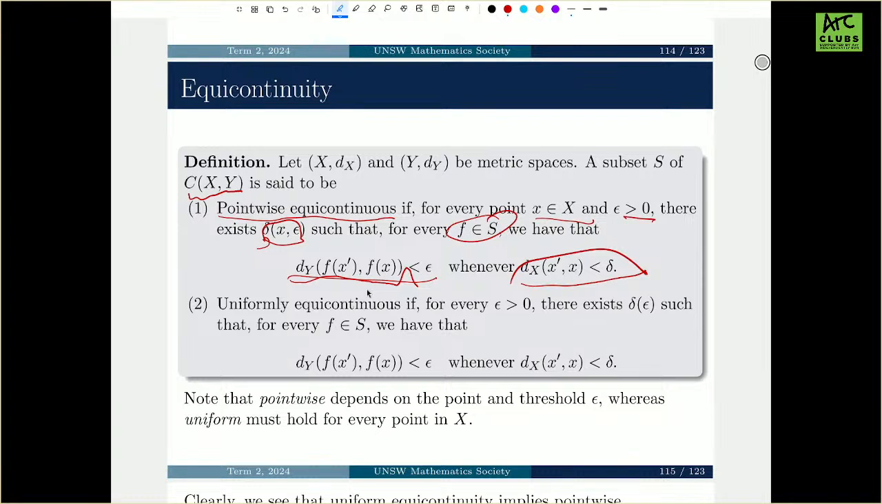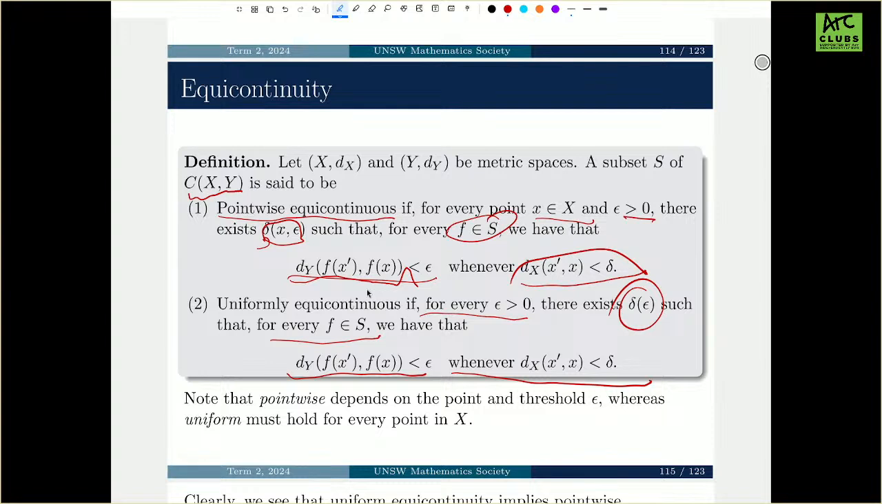Kind of similar to pointwise convergence, sort of, versus uniform convergence. And it's also similar to pointwise continuous versus uniform continuous. Uniformly equicontinuous if for every epsilon there exists a delta such that for all f in S, whenever x prime and x have distance less than delta, then f of x prime and f of x have distance less than epsilon.